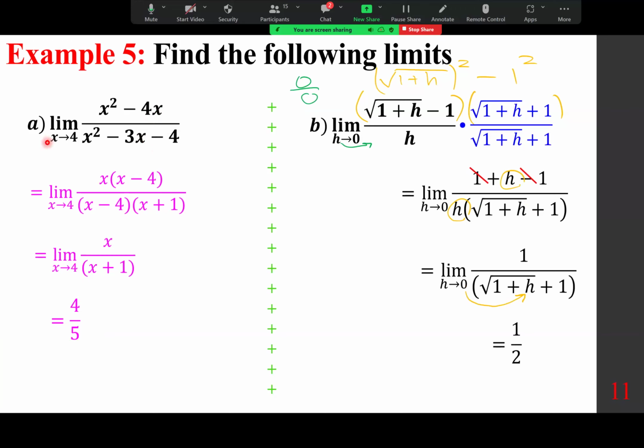So 0 over 0, the technique is factoring. 0 over 0, in this case, the technique is the conjugate because the numerator involves the square root. But remember, first you plug in and you observe.